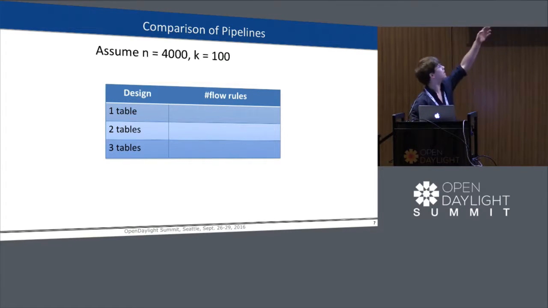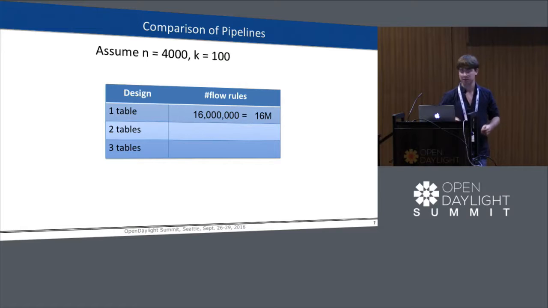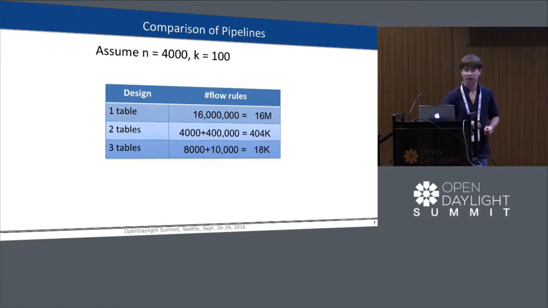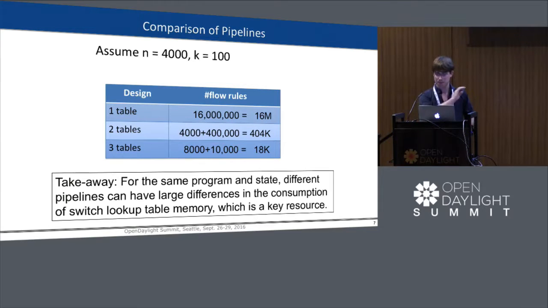Provided that n and k are reasonably big, suppose that n is 4,000 and k is 100, the first paradigm requires 16 million rules. The second paradigm requires 404,000 rules, and the third paradigm requires just 18,000 rules. That is, good flow pipelining and good table layout can result in a difference of over 10 to the 3 orders of magnitude on a 6-line program when implemented on a commercial stock router.